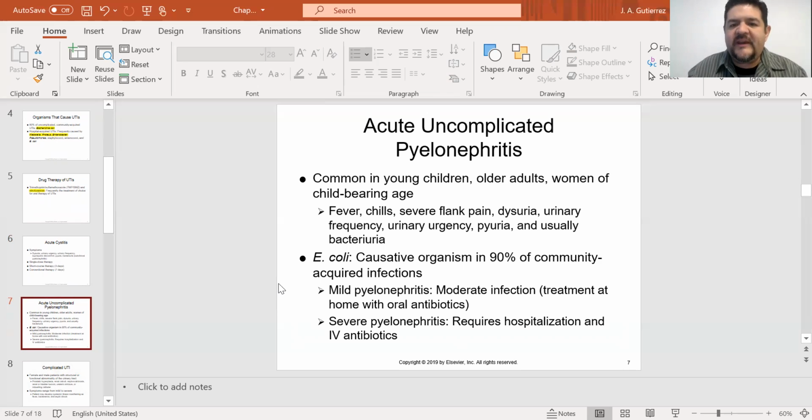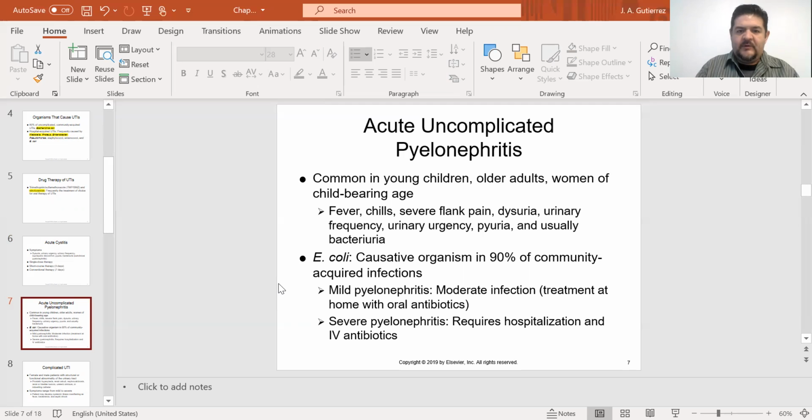Now, acute uncomplicated pyelonephritis is a UTI that is more severe than acute cystitis. Usually with pyelonephritis, we're talking about an infection going up to the kidneys, so a kidney infection. This one is more common in young children, because of the immaturity of the tissue of the urethra and ureters, in older adults, because of a lack of proper hygiene, as they cannot take care of themselves properly, and in women of childbearing age.